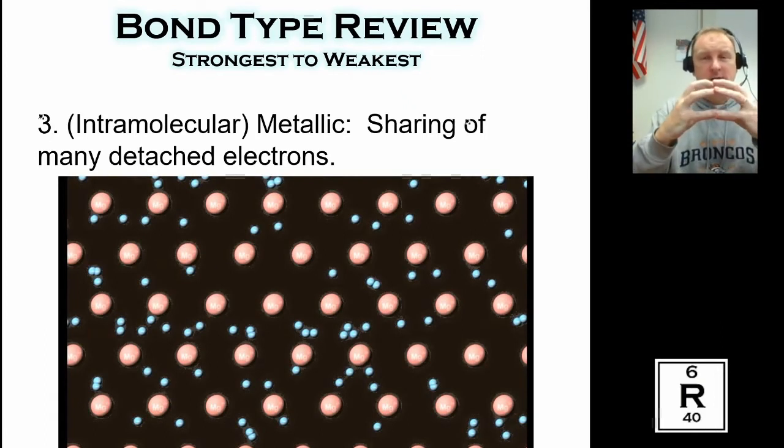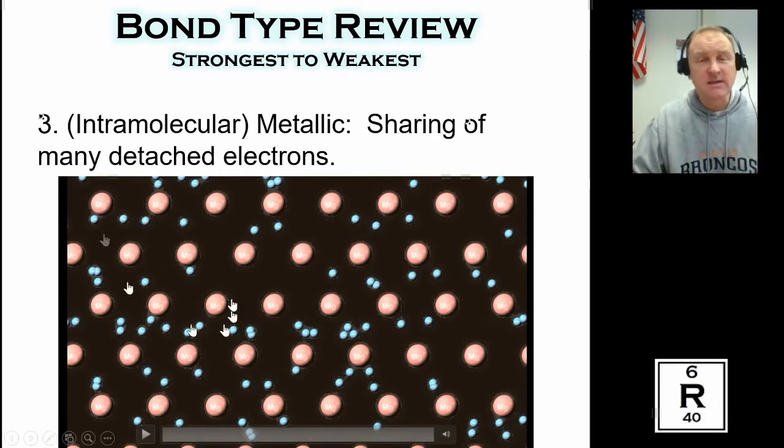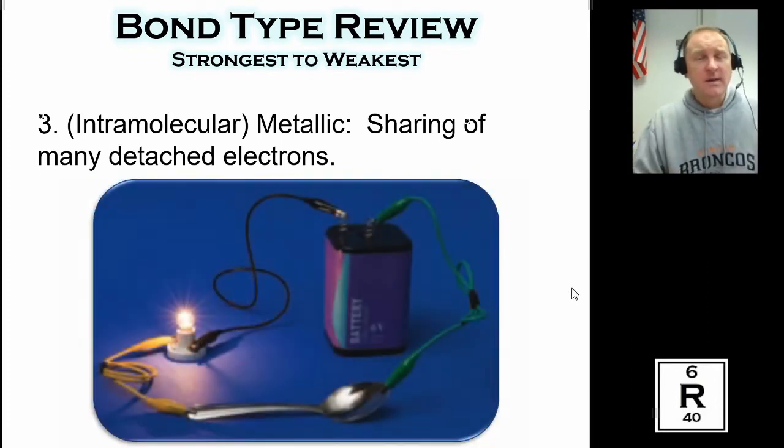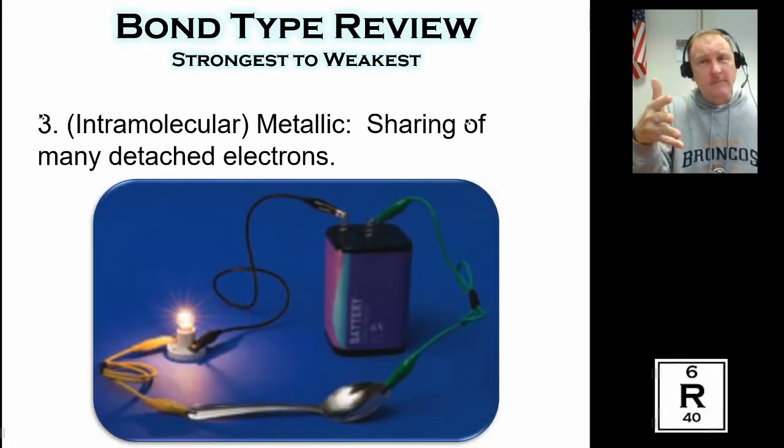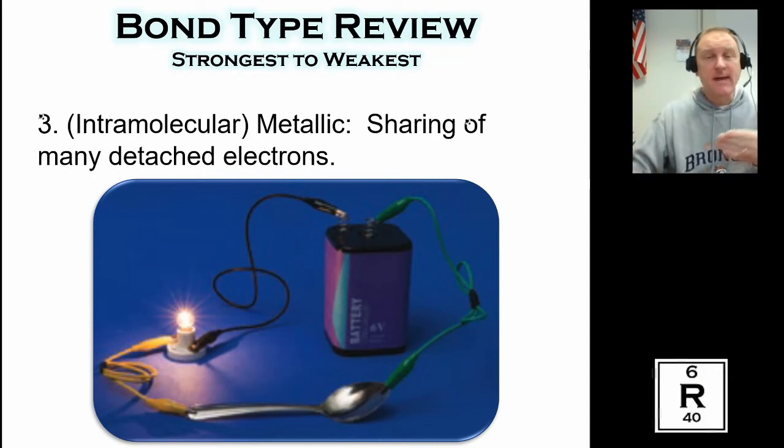So that's why metals are malleable and ductile. You can bend them and stuff like that because these valence electrons keep it together. But if they're moving, they have to go somewhere. They can't just leave the metal. So that's why when we talk about electricity, we talk about completing a circuit.